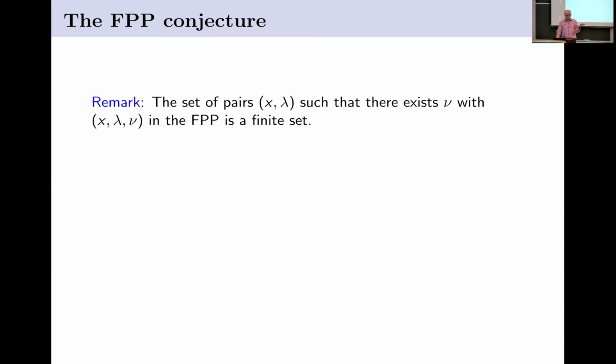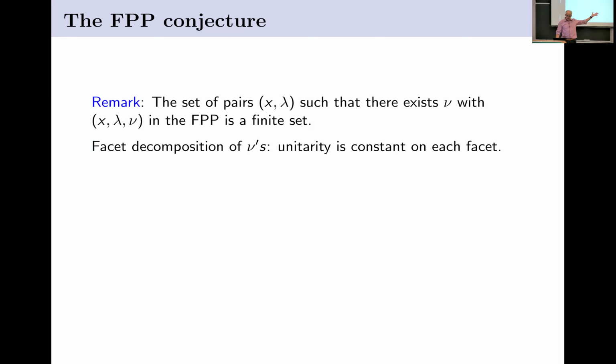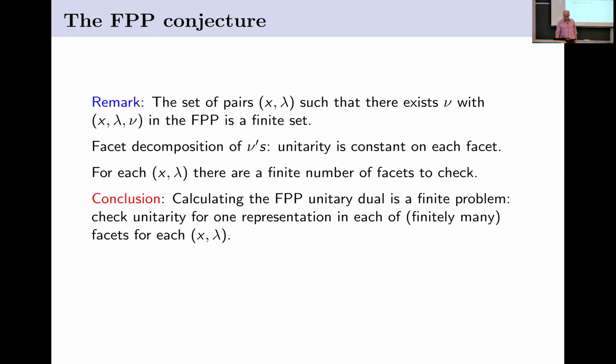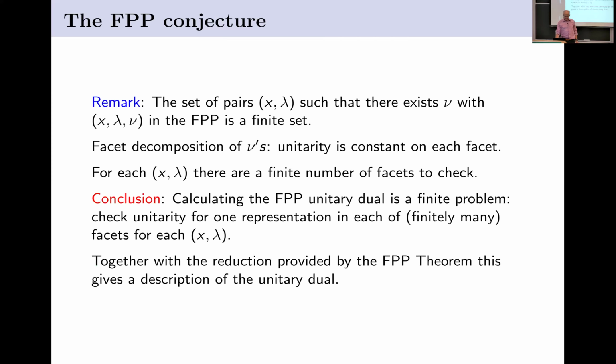The set of pairs x lambda, such that there exists a nu in the FPP, is a finite set, and this facet decomposition for a given x lambda is finite, and unitarity is constant on facets. So you put all of that together, and calculating the FPP unitary dual is a finite problem. You have a finite number of x lambdas to run over, and for each of those, a finite number of facets to check. And together with the reduction, you get a description of the unitary dual.